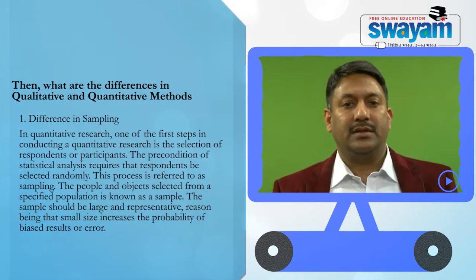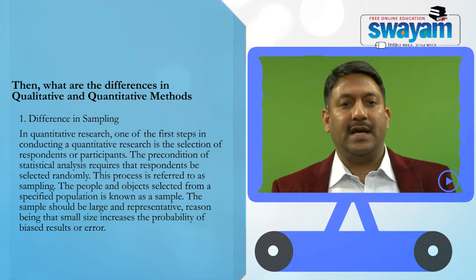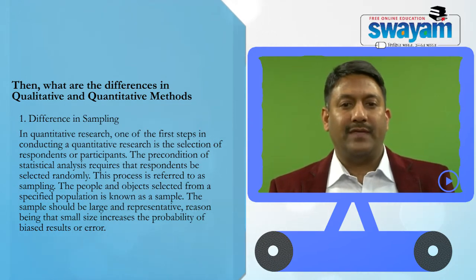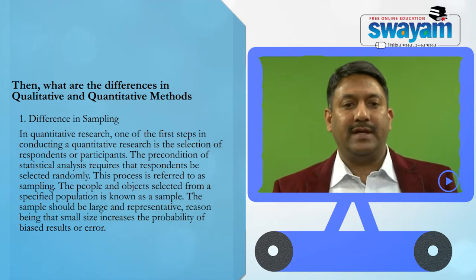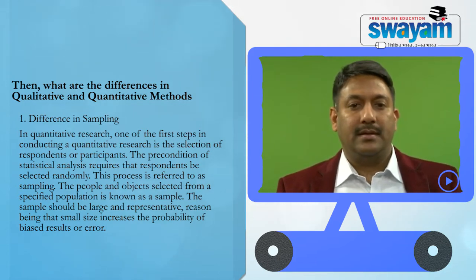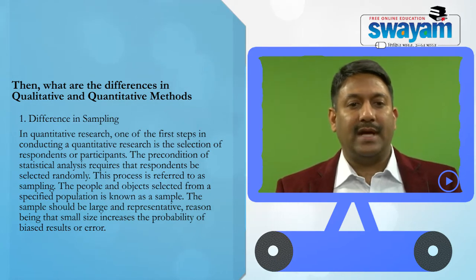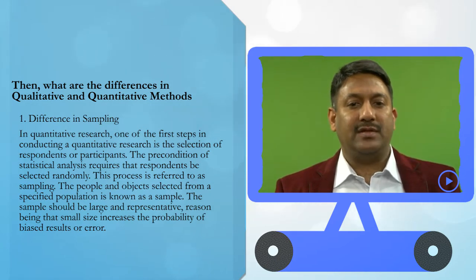In quantitative research, one of the first steps in conducting a quantitative research is the selection of respondents or participants. The precondition of statistical analysis requires that respondents be selected randomly. This process is referred to as sampling. The people and objects selected from a specified population is known as a sample. The sample should be large and representative. Reason being that a small size increases the probability of biased result or error.